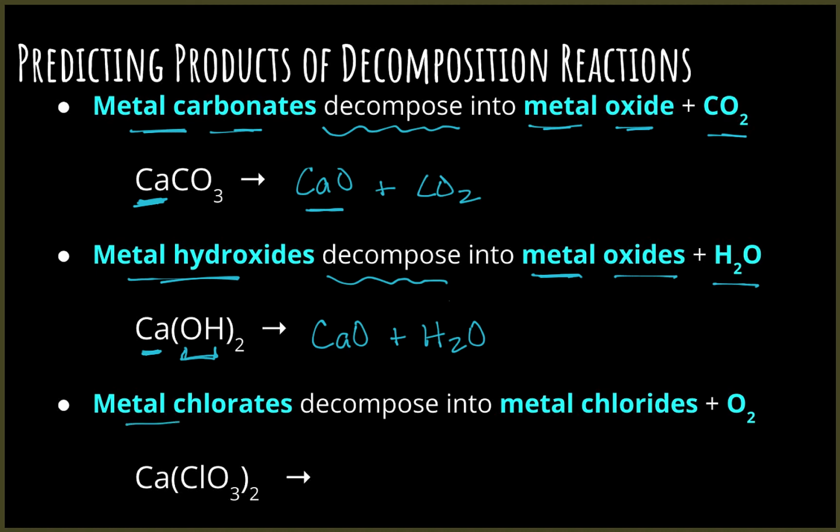Last one is a metal chlorate. Okay, so any metal attached to a chlorate. This one decomposes into a metal chloride and oxygen. So again, the metal for your product comes from whatever metal was in the reactants. So calcium chloride. Calcium's a +2, chlorine's a -1. So I'm going to crisscross those down. So CaCl2 plus oxygen. And then to balance this one, we need a 3 there.